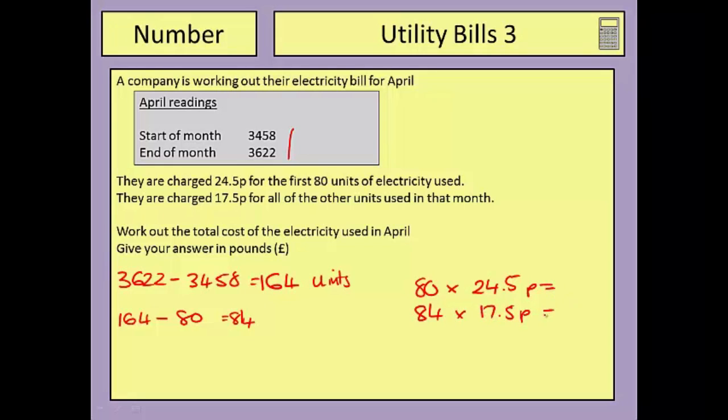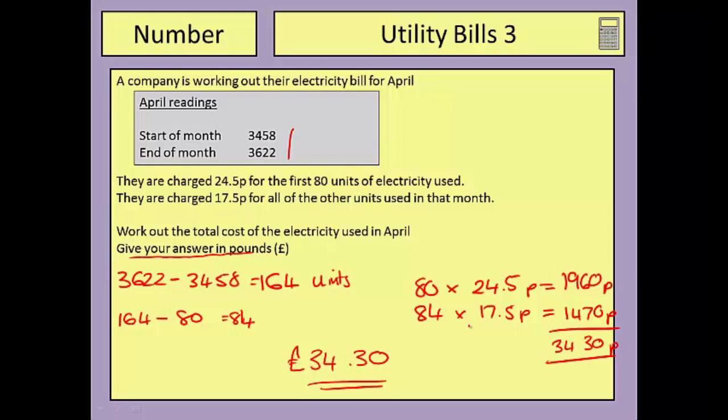Now I'm going to work out what the costs are for these two things individually, which is 1960p and 1470p. When I add these two together, it gives me 3,430 pence. Now I've worked in pence all the way through this calculation, but it wants me to give my answer in pounds. So I'm going to turn it into pounds, and it's £34 and 30 pence as my final answer.